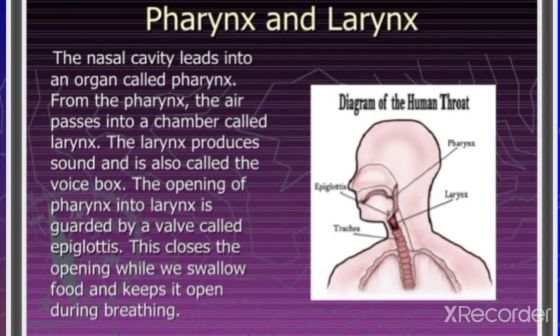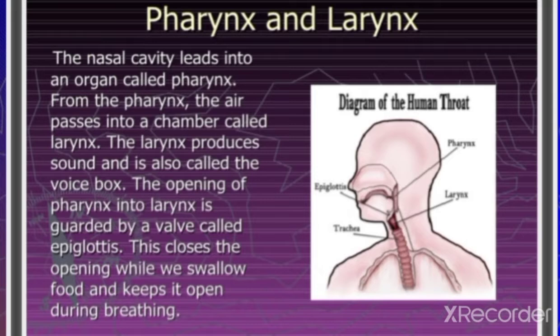Now what is pharynx? From the nose the inhaled air enters the region called pharynx. It is the region behind the nose and mouth. If you see sideways in the diagram, you can see the pharynx. Okay, so it is behind the nose and mouth, leading to the throat. So the lower portion of the pharynx leads to the larynx. From pharynx it leads to larynx, and larynx is also known as the voice box.